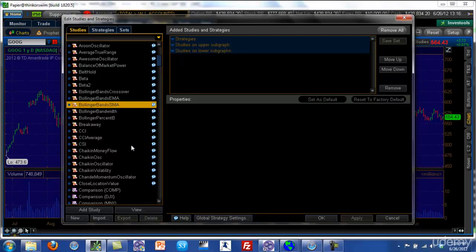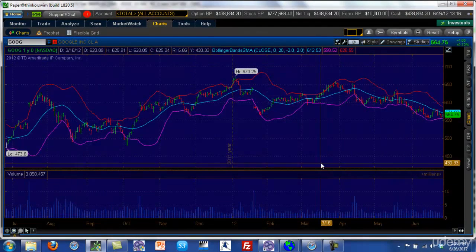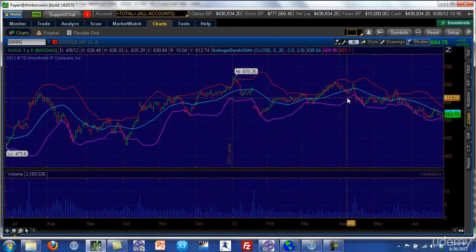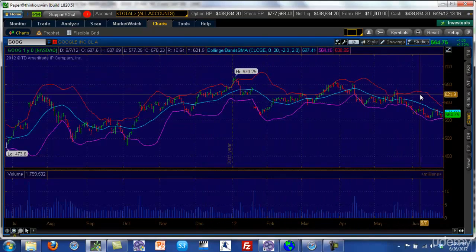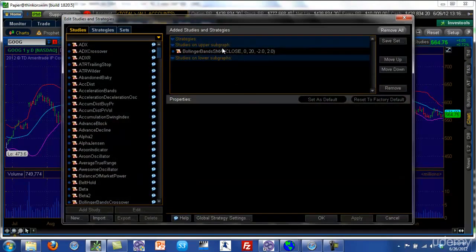The SMA is a simple moving average. And we're going to add this study. And when we add the study, it automatically has some default values. So what it does is it's going to show you 2 standard deviations down and 2 standard deviations up. So we're going to leave it at that and see how this looks on the graph. So the lower band is the -2 standard deviations and the upper band is the +2 standard deviations. Let me actually just correct the colors a little bit.